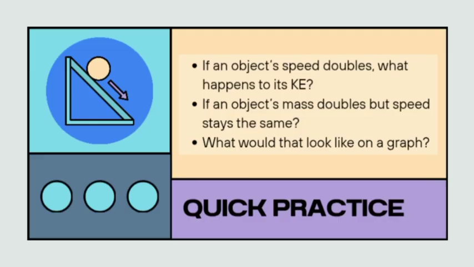If an object's speed doubles, what happens to its kinetic energy? If an object's mass doubles but speed stays the same, what would that look like on a graph? This is a quick practice for you to learn how to solve that.